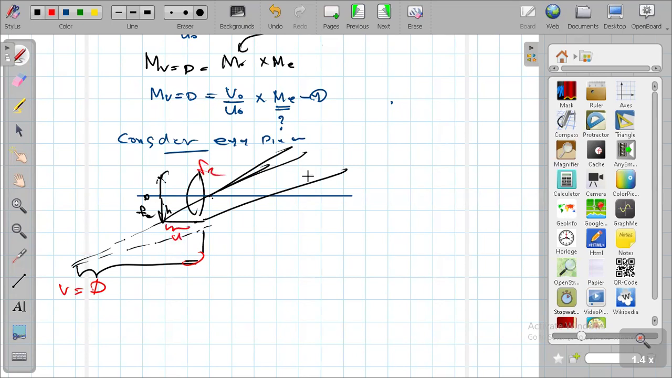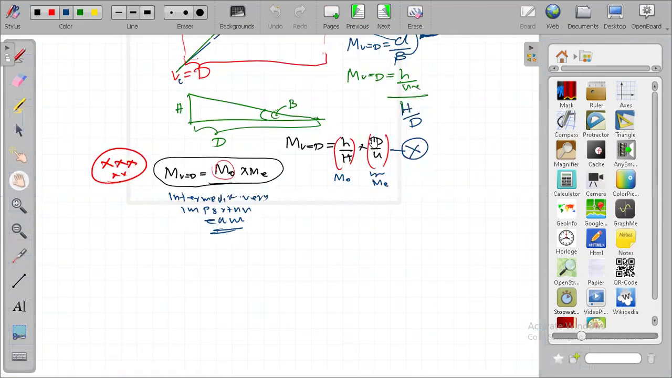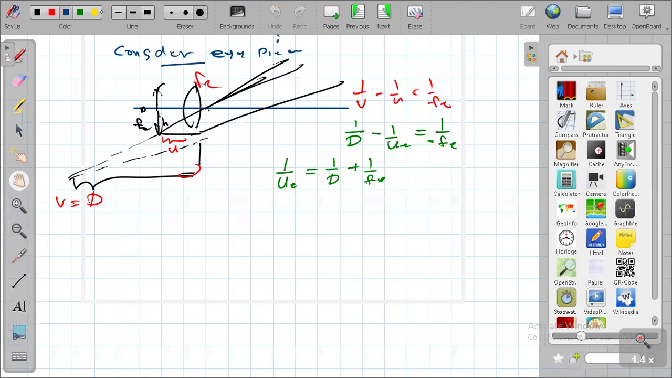This is UE. FE. 1 over V minus 1 over U equals 1 over FE. So 1 over D minus 1 over UE equals 1 over FE. 1 over UE equals minus 1 over D plus 1 over FE. What do I need now? For the magnification, as in the previous case, I need D over UE. So like the simple microscope, I multiply equation number 3 by D. I get D over UE equals minus D over D plus D over FE.